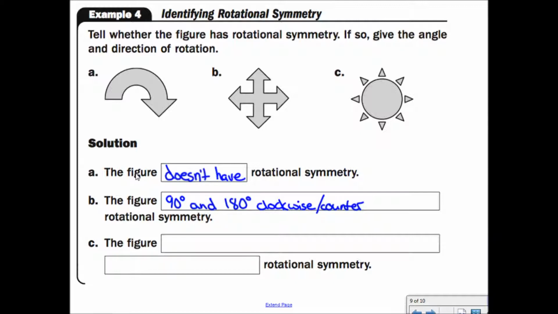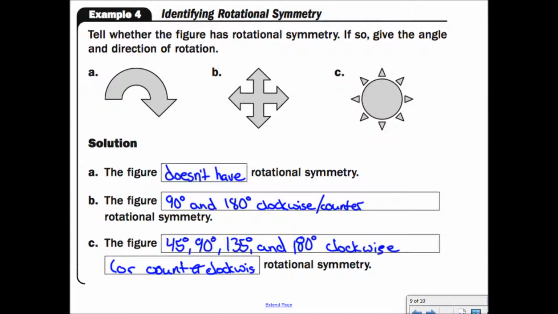Figure C has 45-degree, 90-degree, 135-degree, and 180-degree clockwise or counterclockwise rotational symmetry.